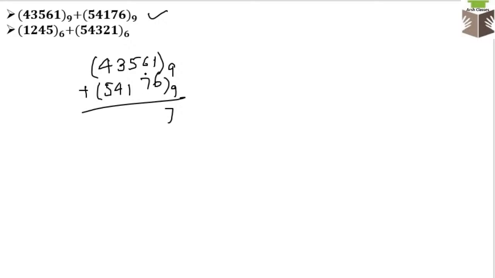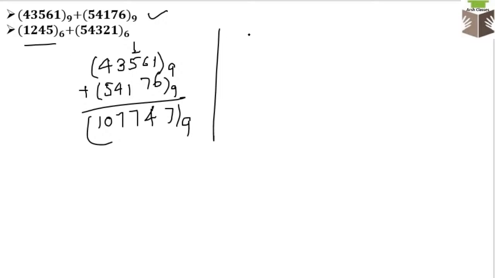The next, 7 plus 6 is 13. If you subtract 9 from 13, the remainder is 4. The carry is 1. 5 plus 1 is 6, plus 1 is 7, so we will write 7. 4 plus 3 is 7. 5 plus 4 is 9. If you divide 9 by 9, the remainder is 0 and the quotient is 1. So as fast as you can write in the decimal system, that fast you can write in any base system. Each and every funda here is the same, not a different one.